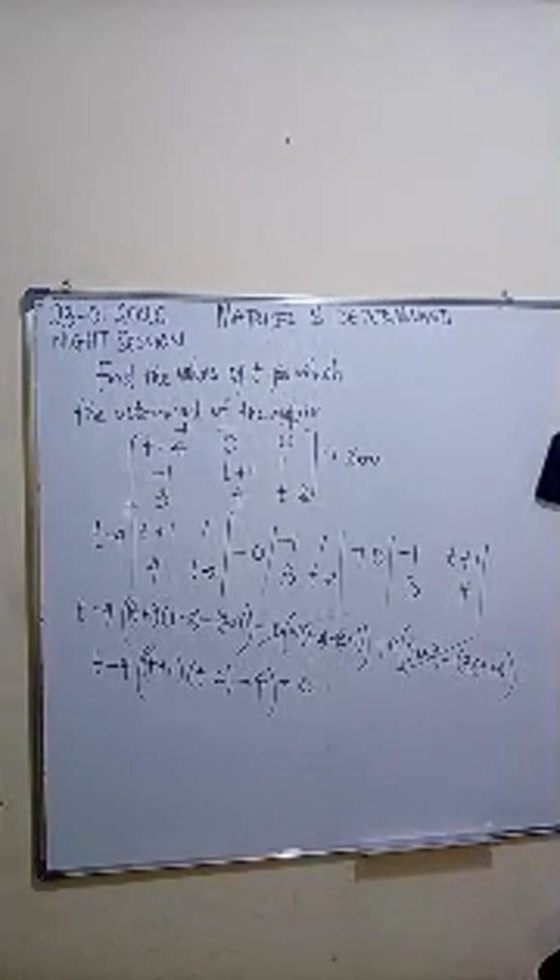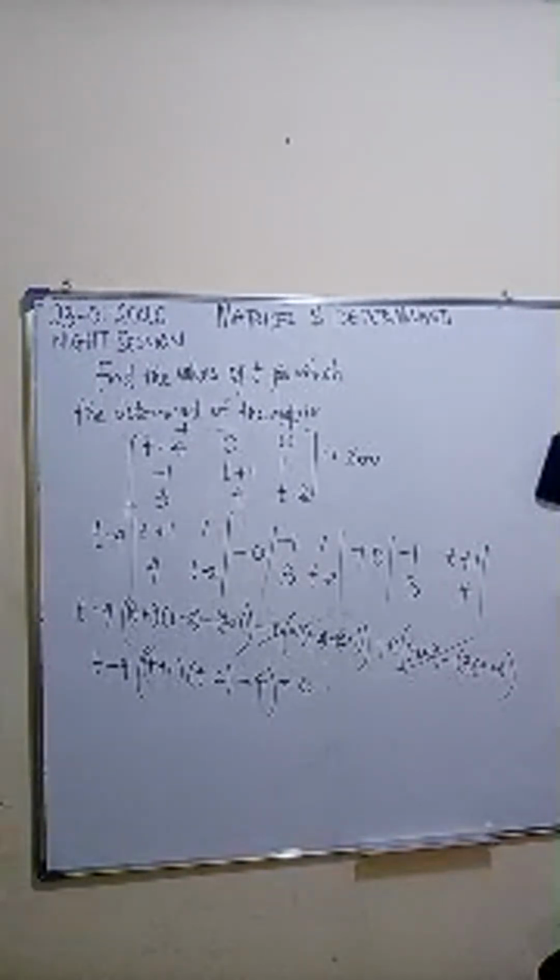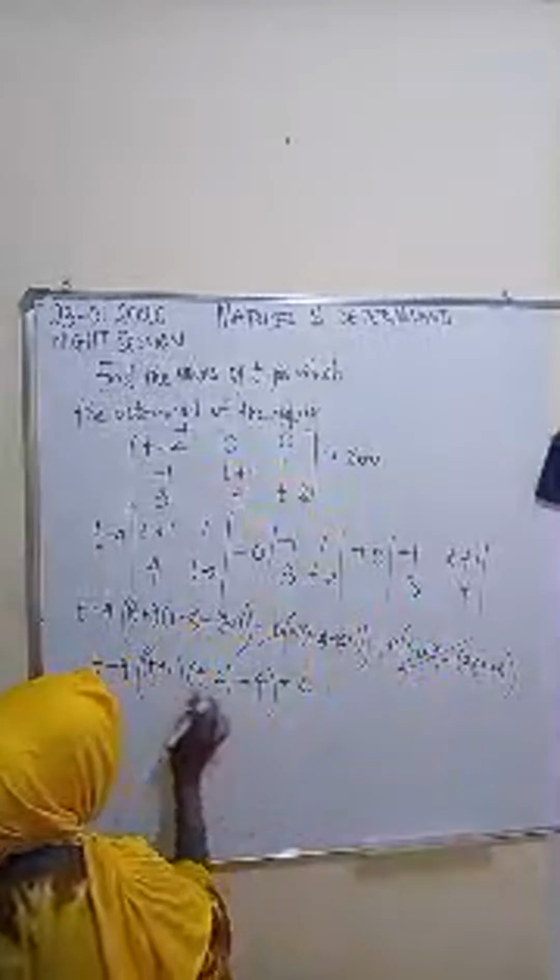I actually stopped at the expansion. Okay, let's expand and see. Let's expand. We know what we are looking for. We are looking for the values of t, right? So this becomes, let me expand what I have here.